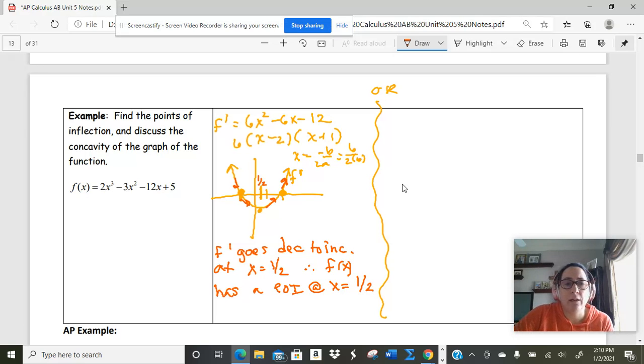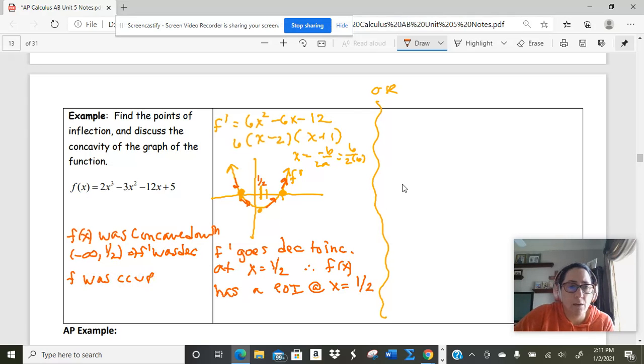Okay, so I know that basically f of x was concave down from negative infinity until 1/2 because f prime was decreasing, and f was concave up from 1/2 to infinity because f prime was increasing. Okay, let's go look at the second derivative.